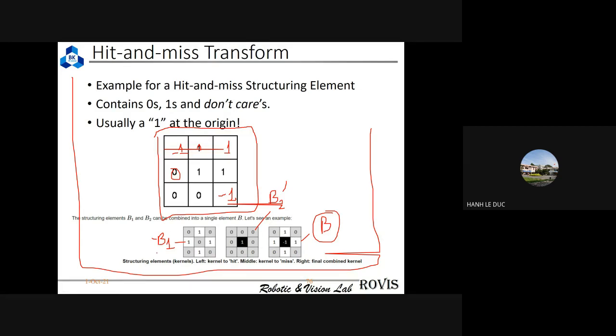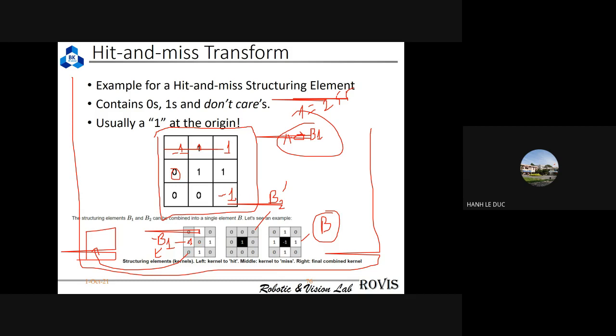Let's have a look at B1. In B1, the number 1 equals 255. This is B1, and we want to find where B1 is in the image. But different from B2. So we perform the algorithm: A erode B1.